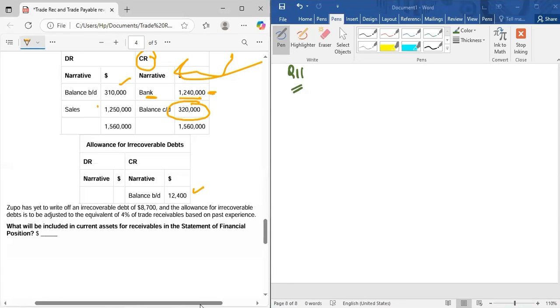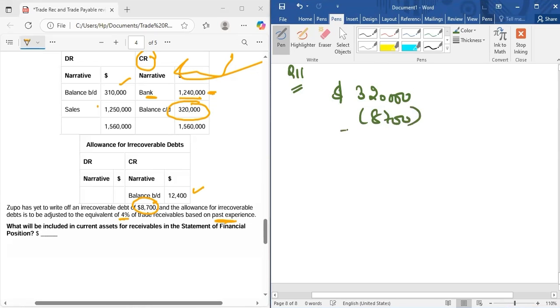Zupo has yet to write off an irrecoverable debt of 8700, and the allowance for irrecoverable debts is to be adjusted to the equivalent of 4% of trade receivables based on past experience. What will be included in the current assets for receivables? Okay, so see, right now our closing balance is $3,20,000, but we have not yet adjusted this 8700 bad debts. So subtract it from here, 8700. Let's see what comes out.